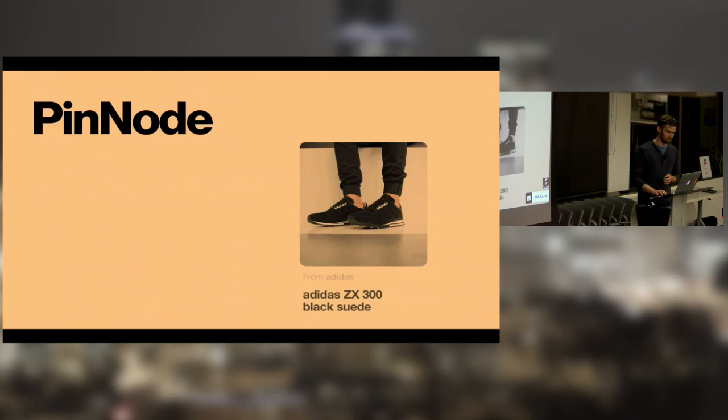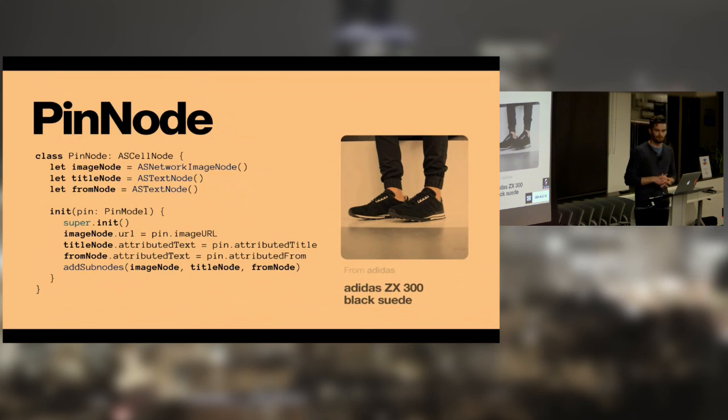So here we have a subclass of ASCellNode, which is a display node type. And it has three subnodes: an image node, a title node, and a from node. Two are text nodes, and one is a network image node. Network image node handles remote URL fetching of an image, downloading, and decoding. In the initialization, I pass in this model, and I apply some of its properties directly to the nodes themselves. Finally, I insert the nodes into the hierarchy, just as you would with your view hierarchy.